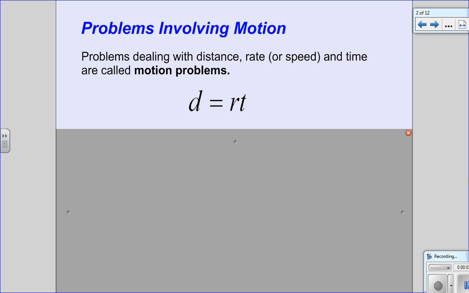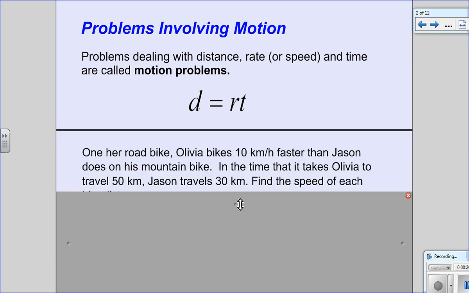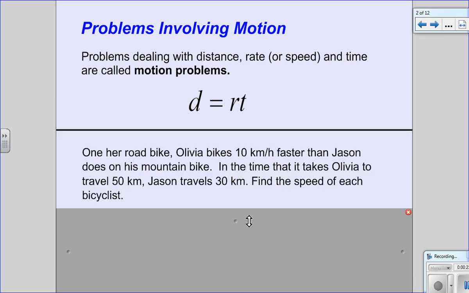Let's look at problems involving motion. Problems that deal with distance, rate or speed, and time are called motion problems. And the formula that's often associated with motion is distance equals rate times time. We're going to need to know that formula in order to be able to solve these problems. Let's look at our first application.